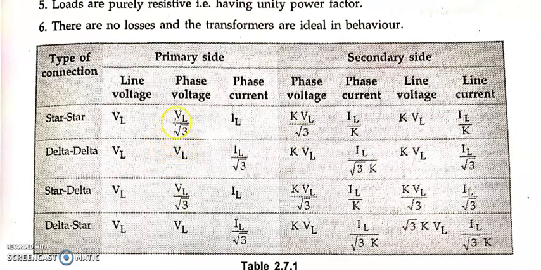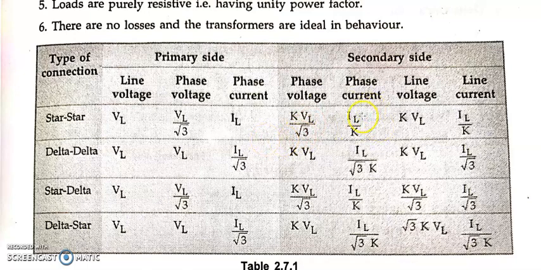You can see the primary side, and this is the secondary side. First is the star connection: line voltage is VL and phase voltage is 1 by root 3 times VL, so VL by root 3, and phase current is IL. Coming to the secondary side, phase voltage is again 1 by root 3 times VL, but if you want to write it in terms of the primary line voltage, then you need to multiply by the transformer ratio K, so it is K into VL by root 3.